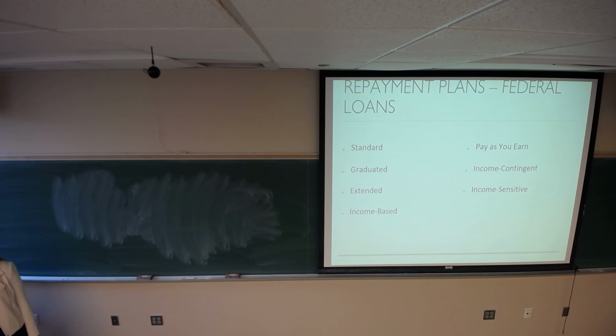Revised pay allows you to cap your monthly payments at only 10% of your discretionary income. Income contingent applies to direct subsidized and unsubsidized loans only. It's designed for low-income borrowers. You have to qualify for it. Your monthly payments are based on your gross income, your family size, and the total amount of loans you're taking out. And lastly, income sensitive. This is similar to income contingent, except it's for the FFEL programs only.